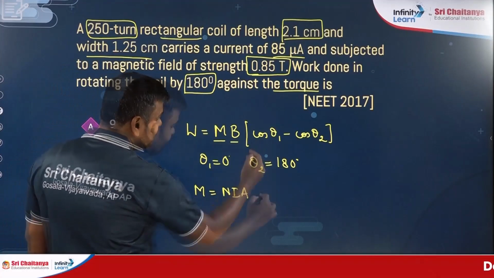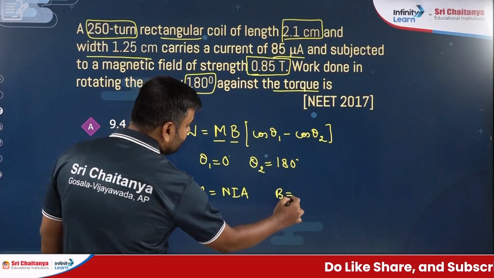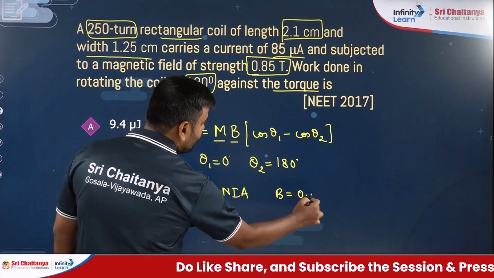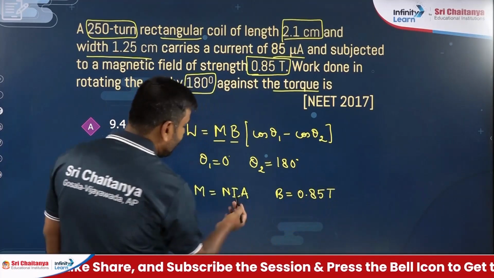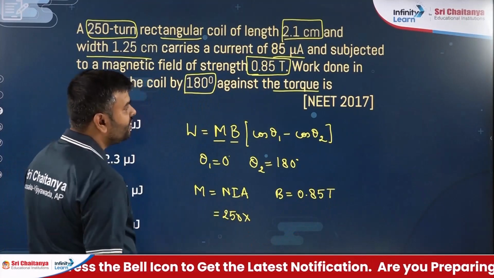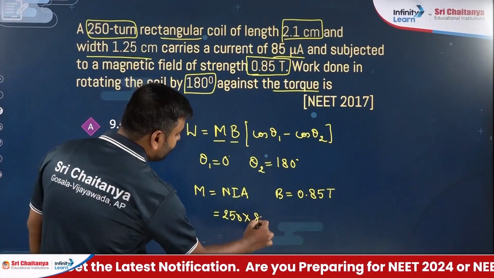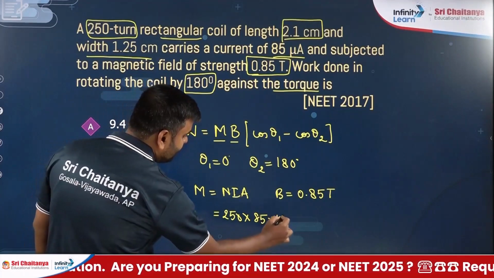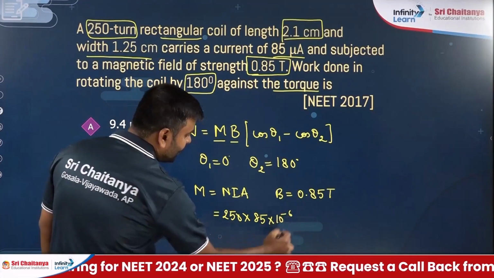Okay, and B value is given to us. What will be the B value we have? It is 0.85 Tesla. N value we have is 250. I we have is what? It is 85 microampere, which is 85 into 10 to the power minus 6.